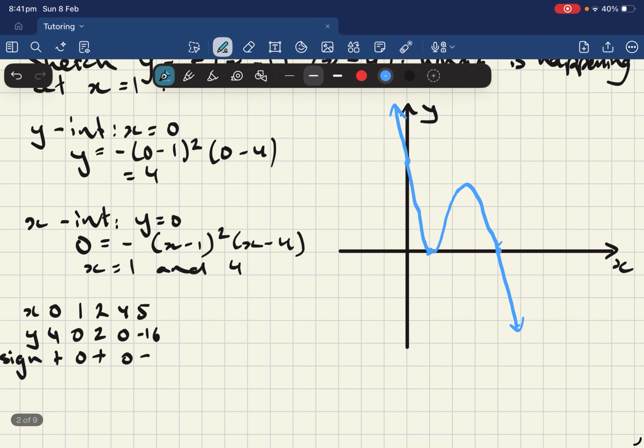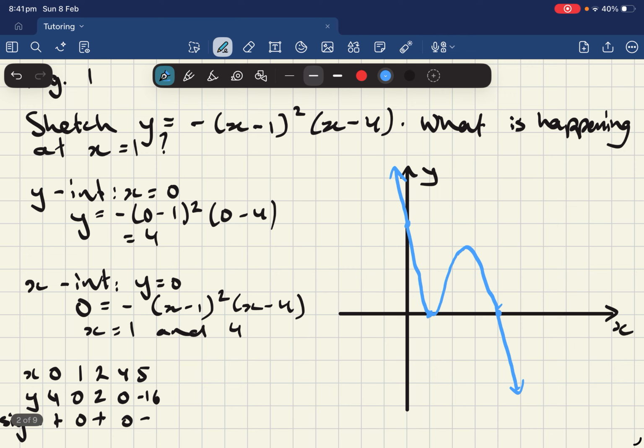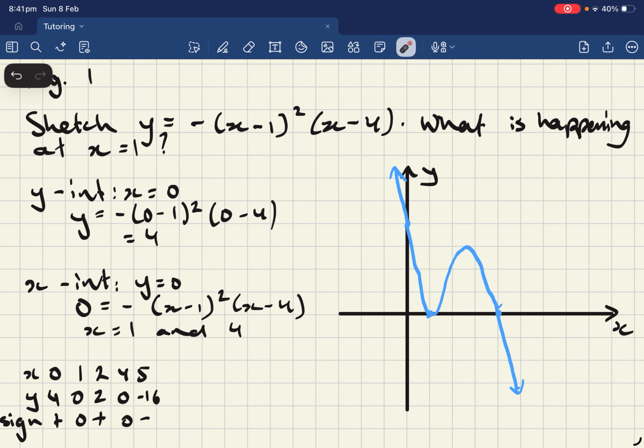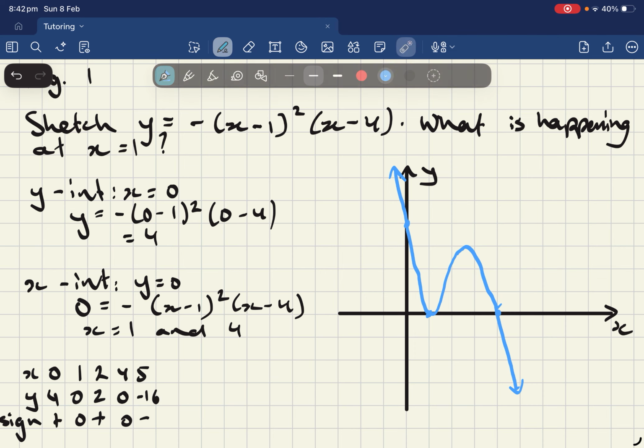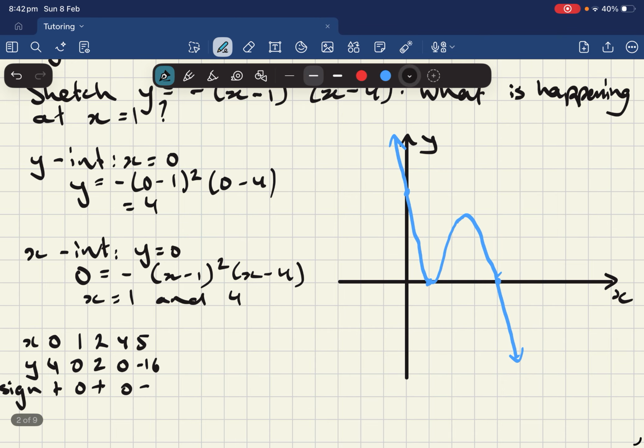Now, let's notice something here, because the question asks us what is happening at x equals 1. Here it's an x-intercept, but notice that it doesn't pass through and continue down underneath. It actually touches it, then comes back up. Because of this square here, we call this a double root. It's going to touch the x-axis at one point, then come back up. So what I have here, I'm going to write down: at x equals 1, the cubic has a 0.